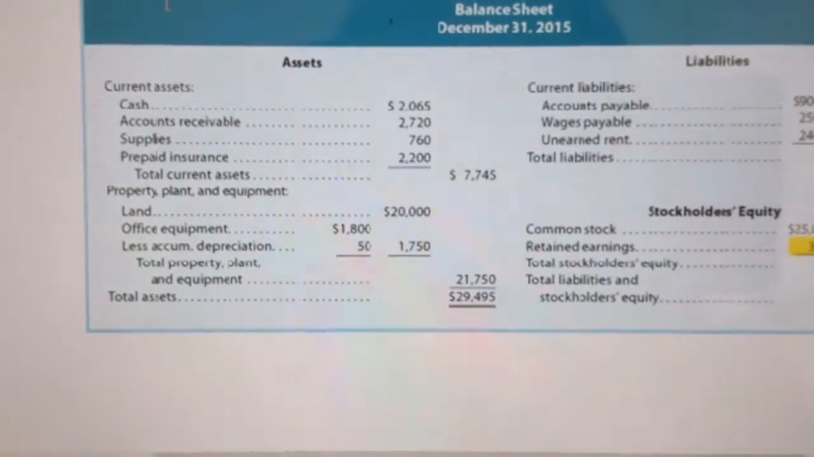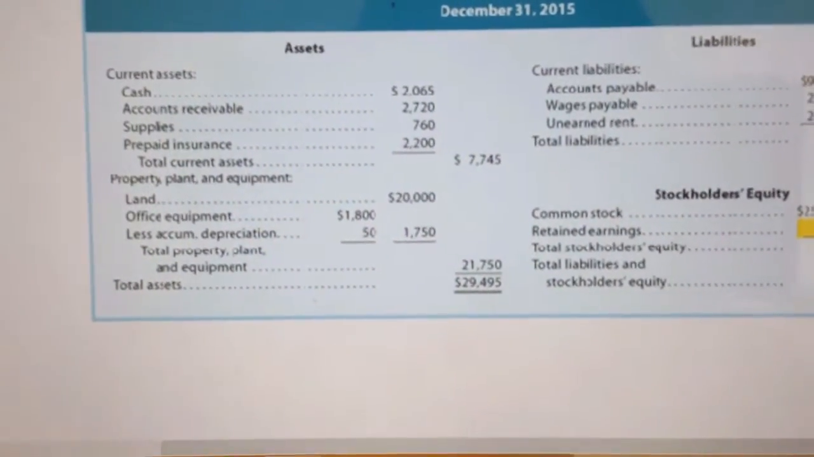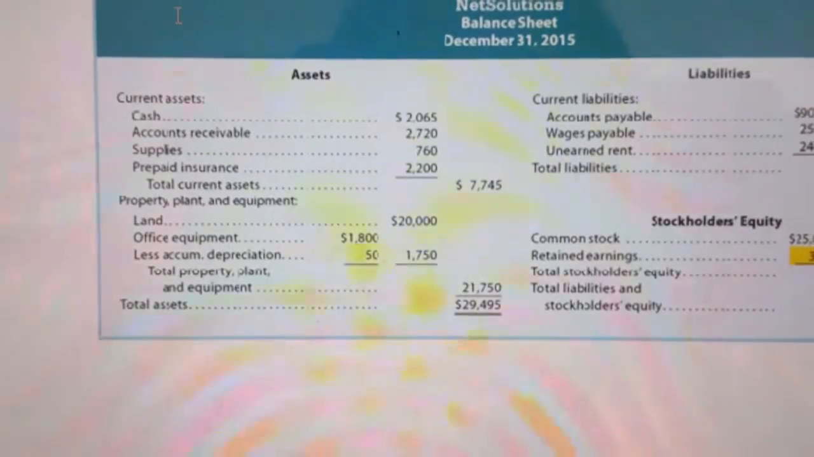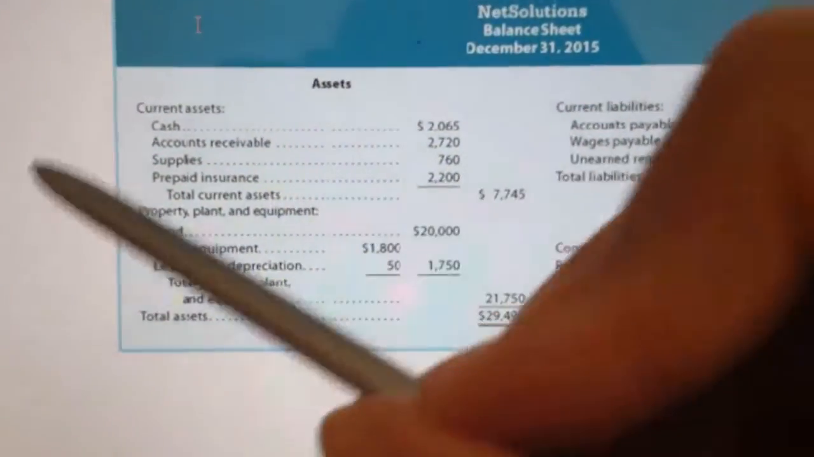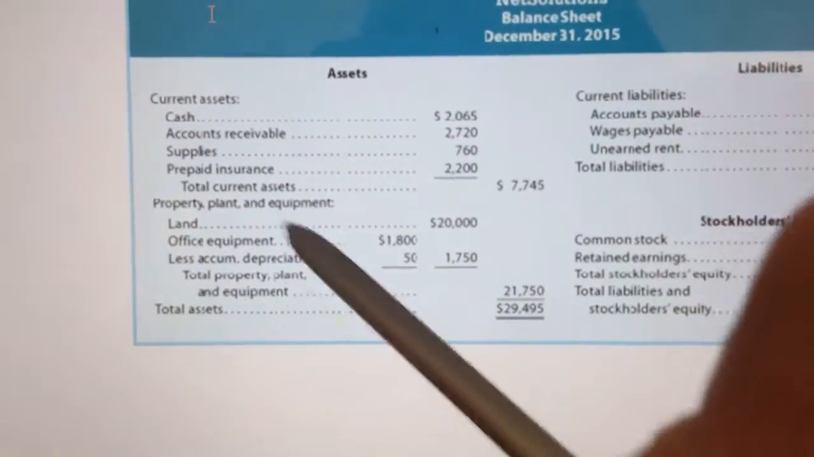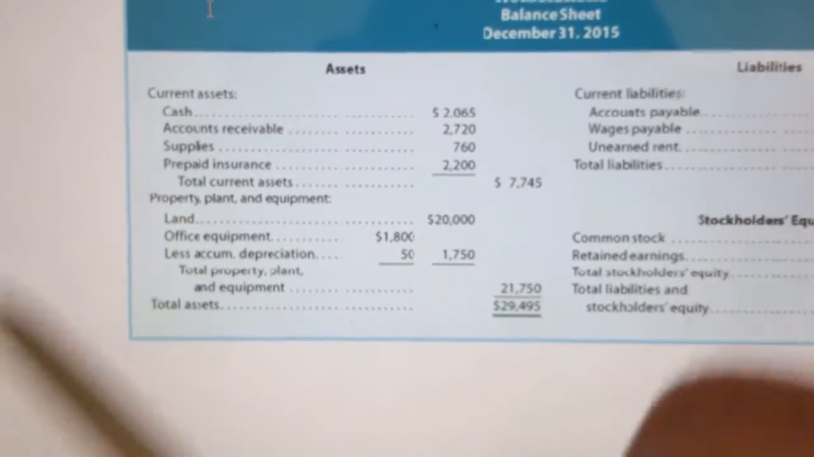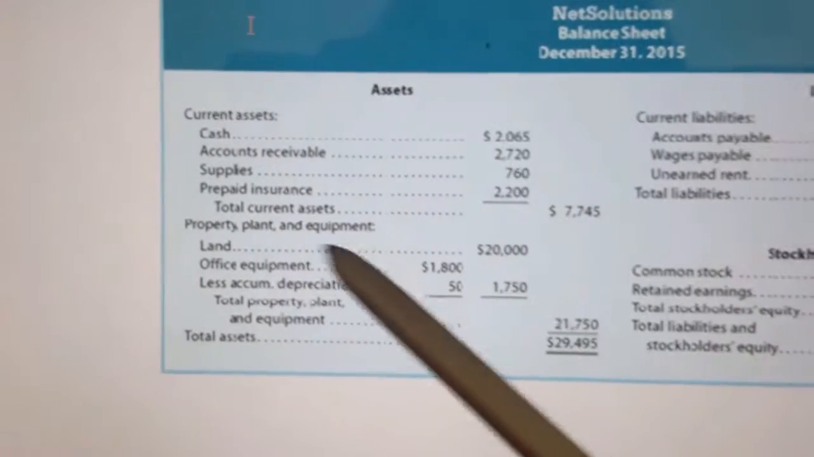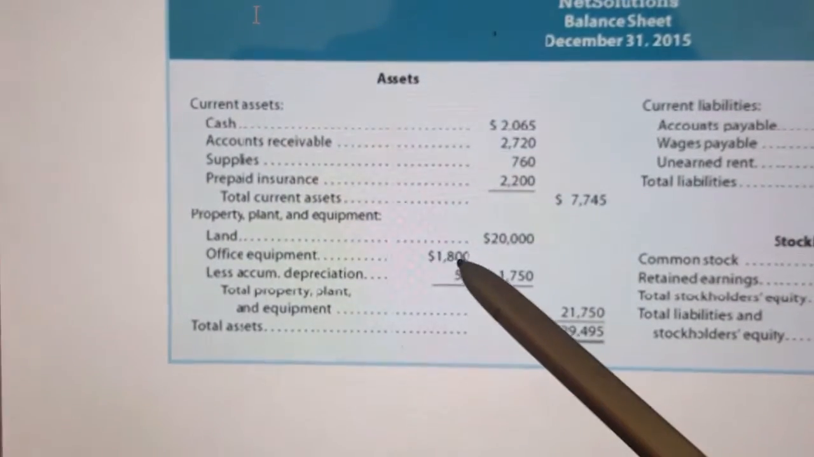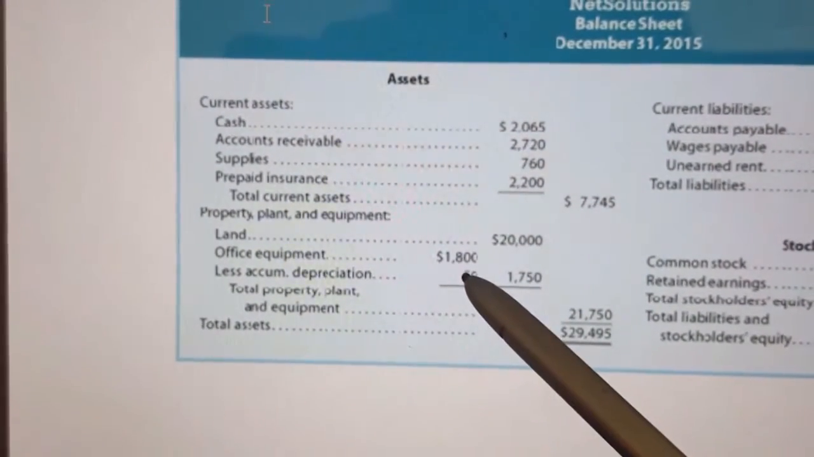Property, plant, and equipment is the same as fixed assets. Okay. So property, plant, and equipment is going to be those assets we depreciate. But remember, land is the only fixed asset we don't depreciate. Okay. So we have land and we have office equipment, but office equipment gets depreciated.